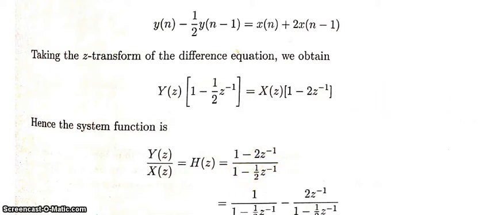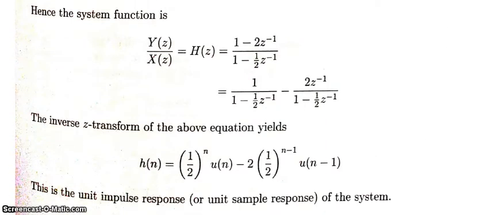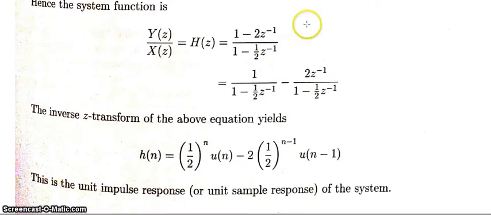And we have to find the impulse response. So in order to find the impulse response we have to take the inverse of this expression. So we are separating this into two terms, that is 1 by 1 minus 1 by 2 z inverse minus 2 z inverse divided by 1 minus 1 by 2 z inverse. And if we consider the first term, we can directly write the inverse.